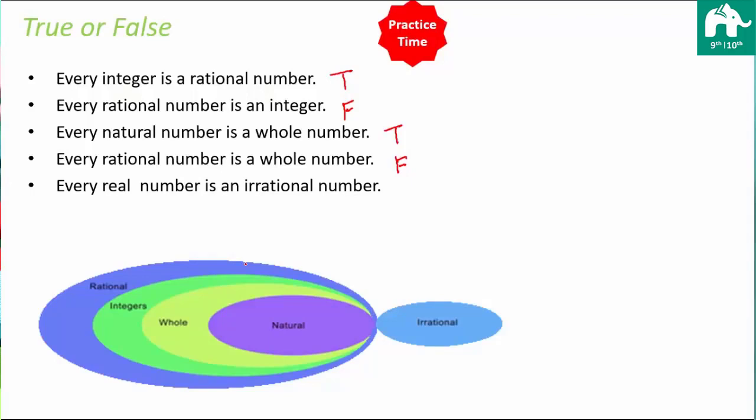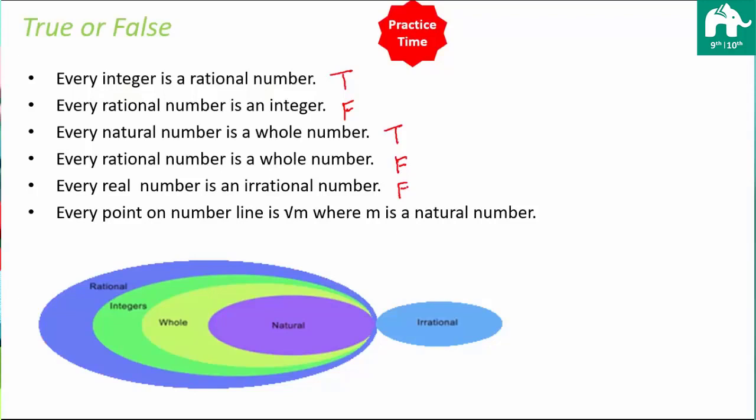Every real number is an irrational number. That's not possible because all of these numbers are real numbers. So a real number can either be an irrational number or a rational number, right? So this is false. Every point on the number line is root m, where m is a natural number. So is that correct? Even if I assume that this is correct, that actually means that on the number line, we will only have numbers like root 1, root 2, root 3, root 4 and so on.